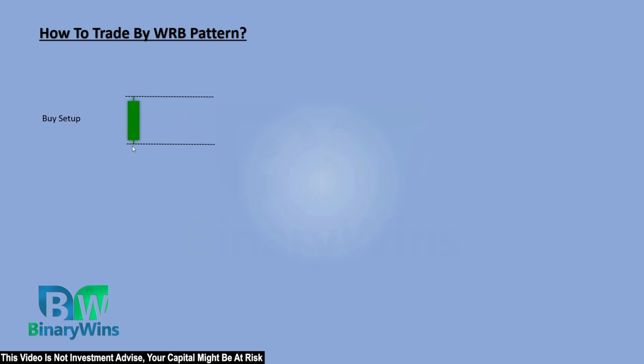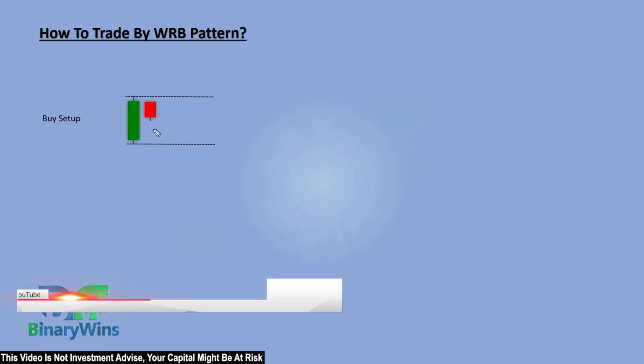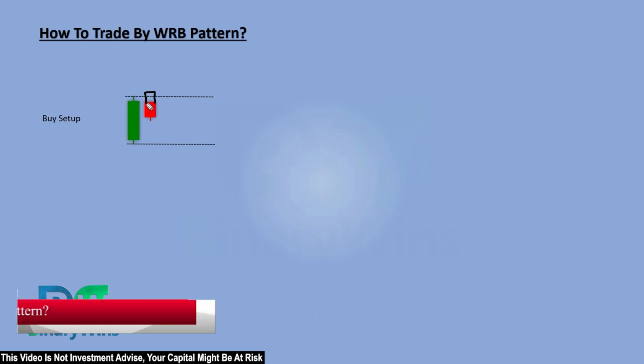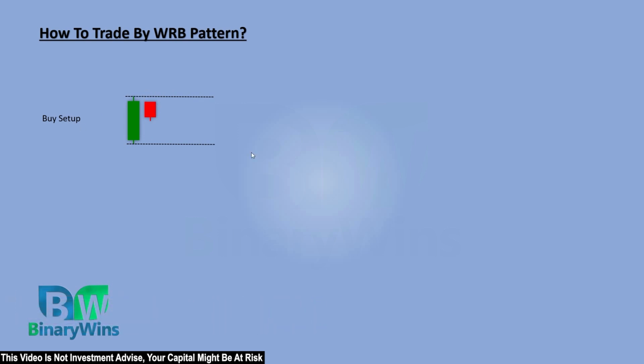If the green WRB candle is formed, after that a red candle is formed inside the green candle, that is, the red candle should not cross their resistance, and then the next candle, the second red candle, is formed inside the body of the green candle, we can enter the higher trade in the candle before in 1 minute's time.